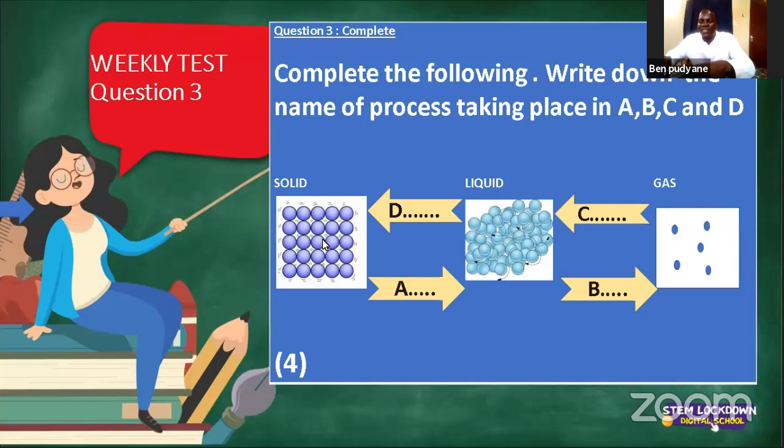When the liquid changes to gas, it's a process. Now, number C, it was a gas, then it changes into a liquid. What is the process? What do we call that process? Now we come to D, when the liquid becomes a solid, what is that process?